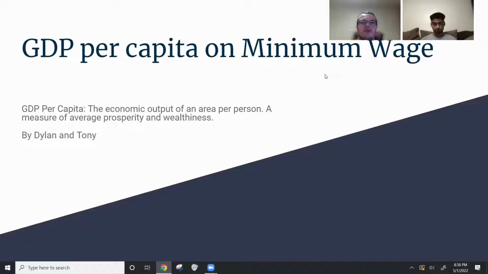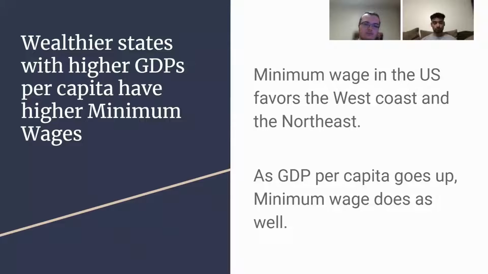Our class project for data warehousing and visualization explored how and why minimum wage is what it is in each state, and more importantly, the effect GDP per capita has on minimum wage. Basically, GDP per capita is the economic output of an area, state, or nation per person, a measure of average wealthiness and overall prosperity, if you will. What we found is that wealthier states with higher GDPs per capita tend to have higher minimum wages.